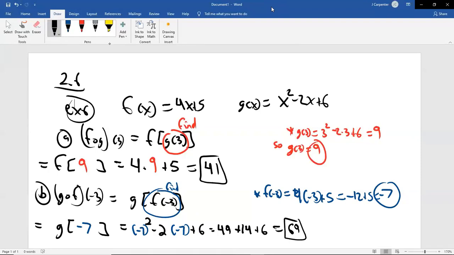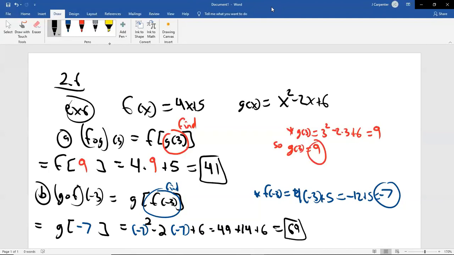Now, here's a cool feature, though. We already knew what f of g of x and g of f of x were written as functions. I don't want it to keep flipping back to the screen, so hopefully you're taking good notes, students. For a, the f of g of x was 4x squared minus 8x plus 29. So here's something cool. Knowing that that composition is 4x squared minus 8x plus 29, I could actually have just taken the positive 3 and plugged it in there, and guess what? The answer would have been 41.